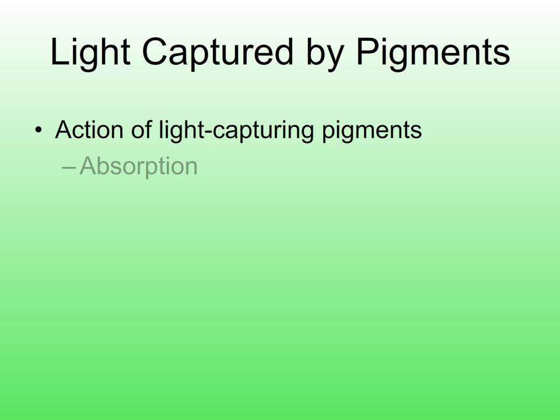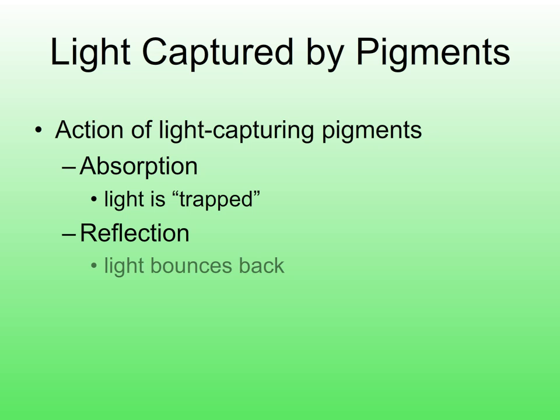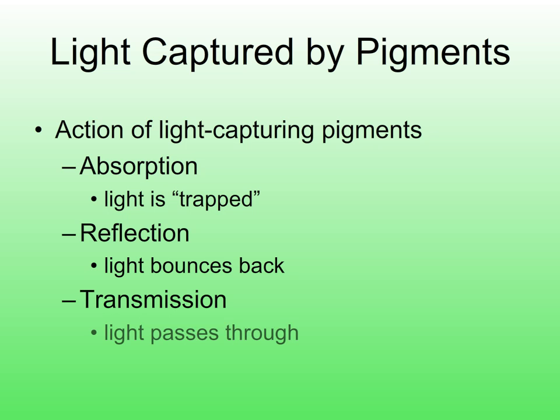So these pigment molecules can absorb or trap light energy of certain wavelengths, or they can reflect the wavelength, or they can allow the wavelength to transmit or pass through the pigment. If a wavelength of visible light is absorbed, we do not see this color. The color black is seen if all wavelengths are absorbed. If the wavelength is reflected, we do see the color.